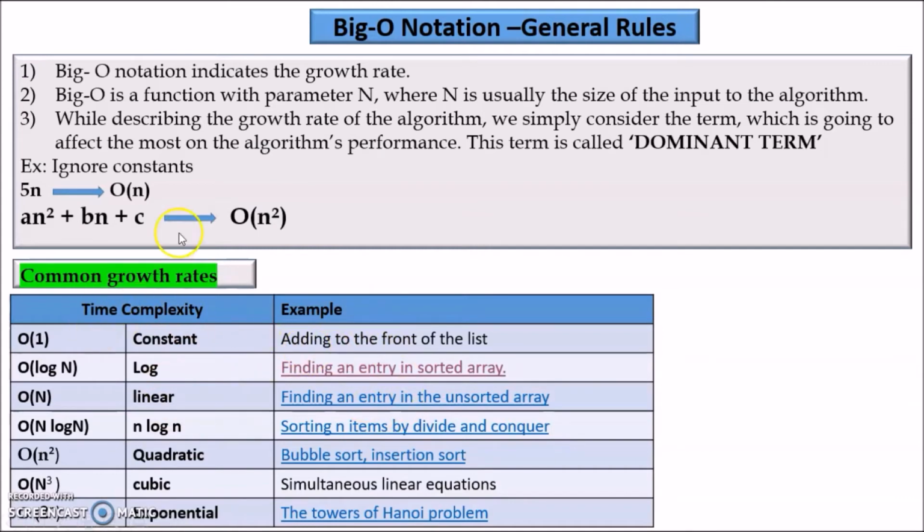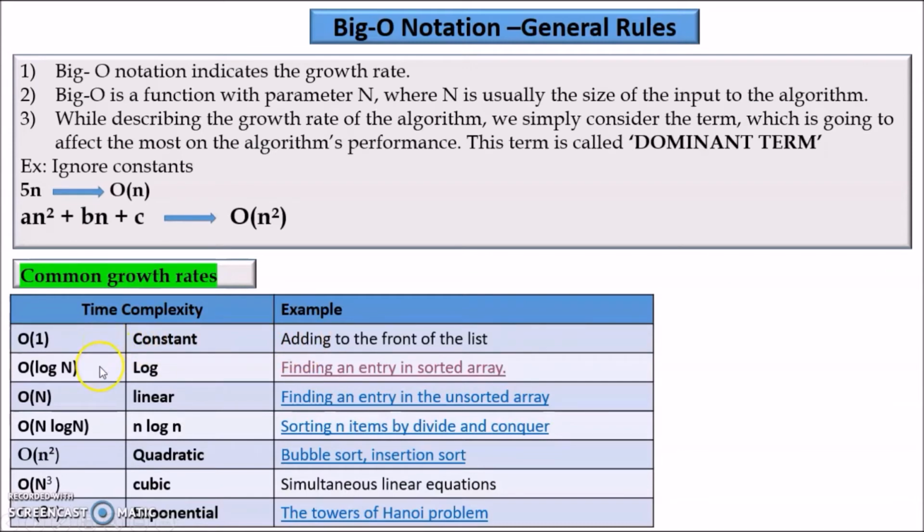Okay, time complexity. Let's say big O of 1. Big O of 1 is a constant time complexity. Example, let's say I have an array of elements. I want to add an item to the front of the list. It's done in one step. Okay, it's quite straightforward. So this is an example of big O of 1.